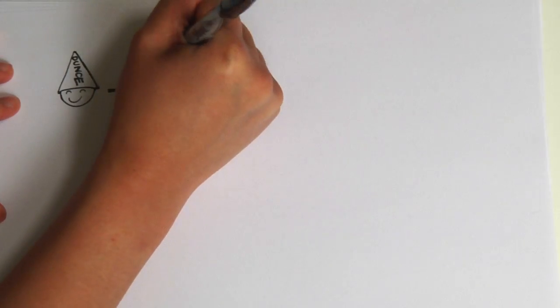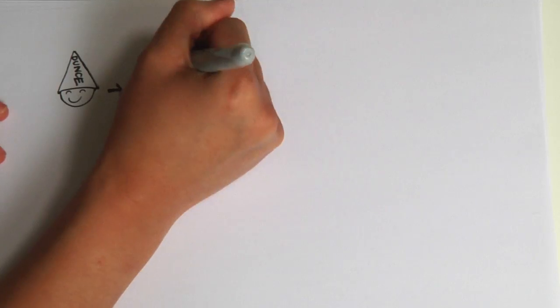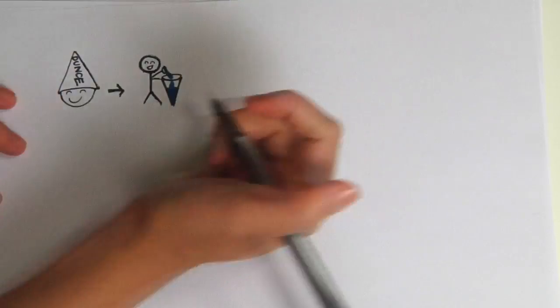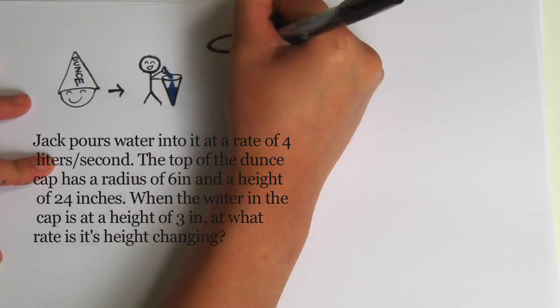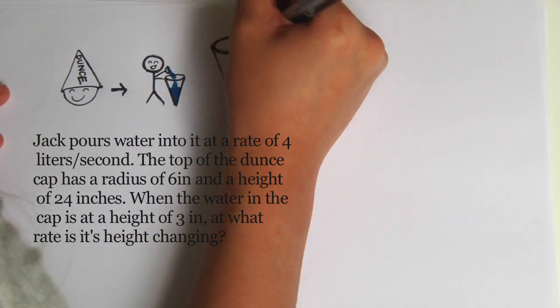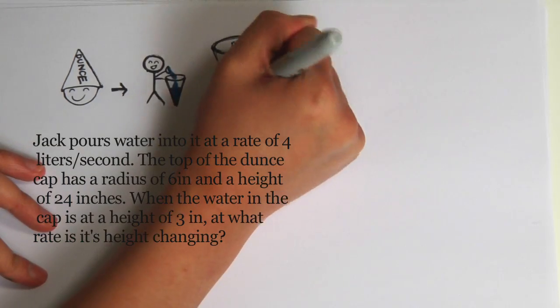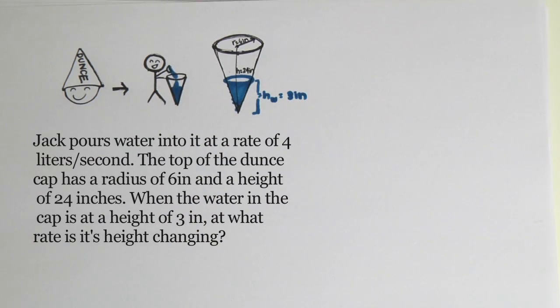Unfortunately for Jack, Ms. Proksch was not so easily defeated. She makes Jack wear a conical dunce cap as punishment and forces him to teach the remainder of the lesson on related rates. To demonstrate an example problem, Jack takes off his dunce cap and pours water into it from a water bottle at a rate of 4 liters per second. The circular top of the dunce cap has a radius of 6 inches and a height of 24 inches. When the water in the cap is at a height of 3 inches, at what rate is its height changing?